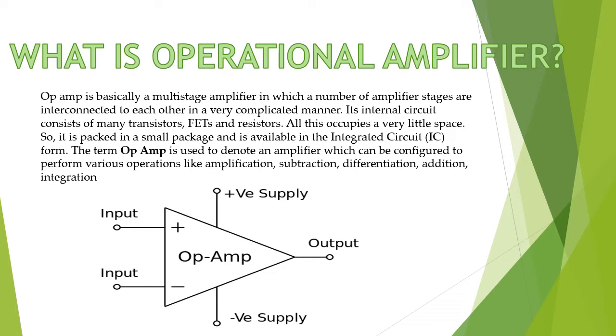Here is the diagram of an operational amplifier. We can see here that there are two inputs and it is giving only one output. Here are two supply terminals, positive and negative, from which we supply power to the operational amplifier.